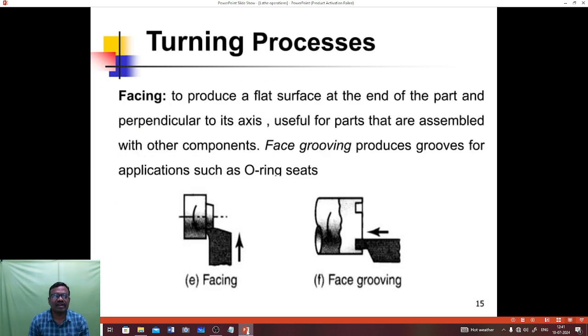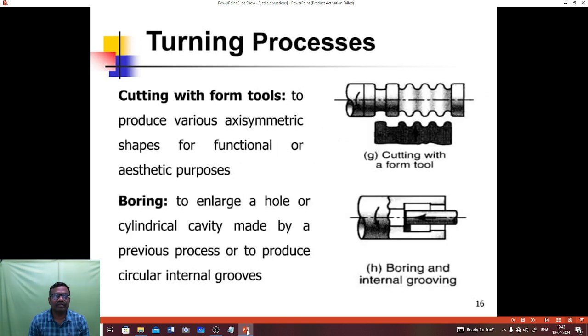Facing: to produce a flat surface at the end of the part and perpendicular to its axis. Useful for parts that are assembled with other components. Face grooving produces grooves for applications such as O-ring seats. Cutting with form tools produces various axisymmetric shapes for functional or aesthetic purposes. Boring is used to enlarge a hole or cylindrical cavity made by a previous process or to produce circular internal grooves.